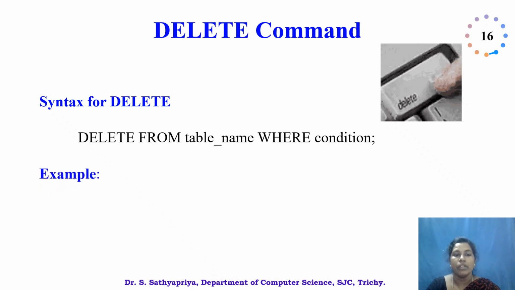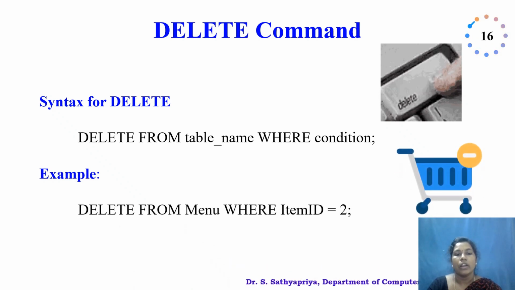Consider an example. If an item, for example a dish with item ID equal to 2, is no longer on the menu or has been discontinued, you can use the delete command to remove that particular item from the menu. The query will be delete from menu where item ID equal to 2.